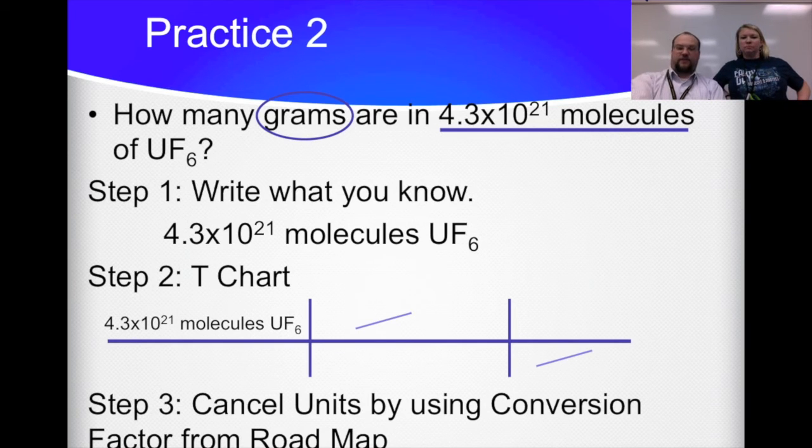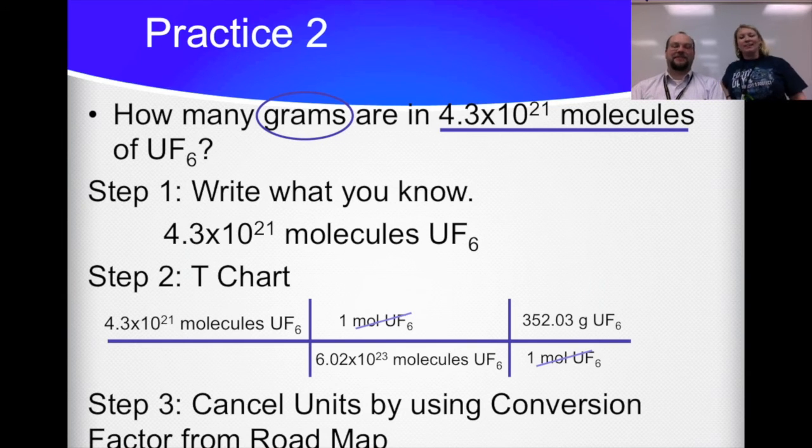The conversion factor roadmap. So I put my molecules on the bottom. Here's a little trick, folks. Anytime you're dealing with molecules, atoms, or particles, you're always going to use Avogadro's number. If it's not moles or grams, just use Avogadro's number. And anytime you need a gram amount, you always use molar mass, because it's grams. Then we're back to where we started.